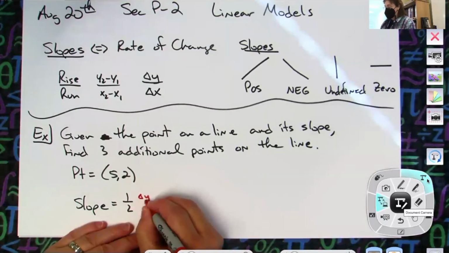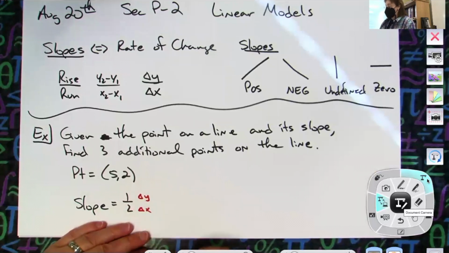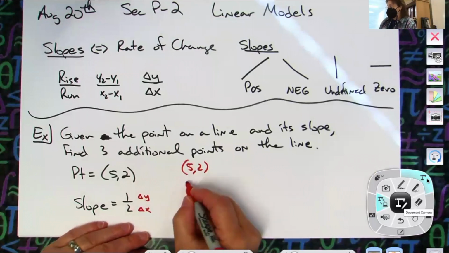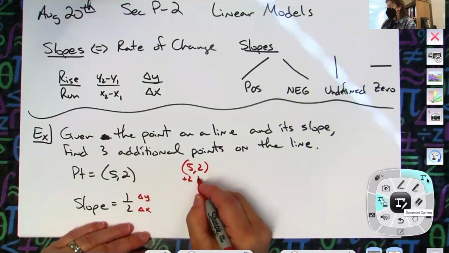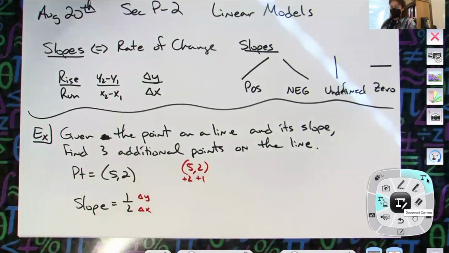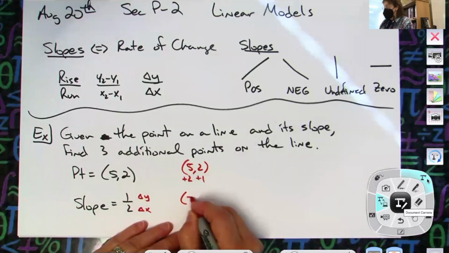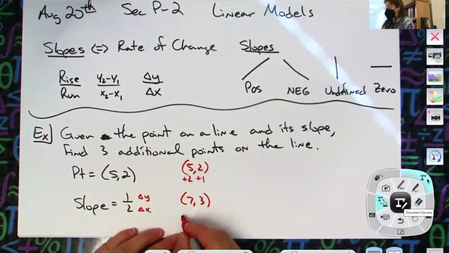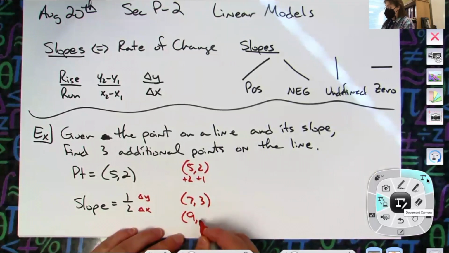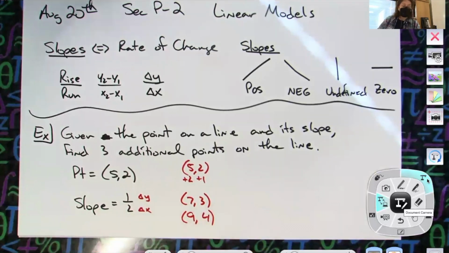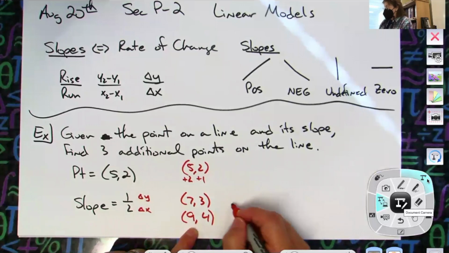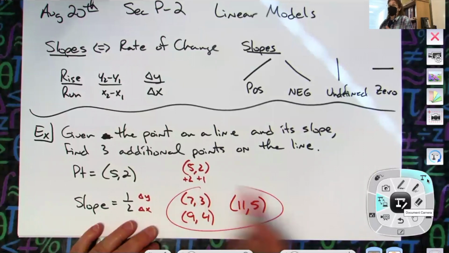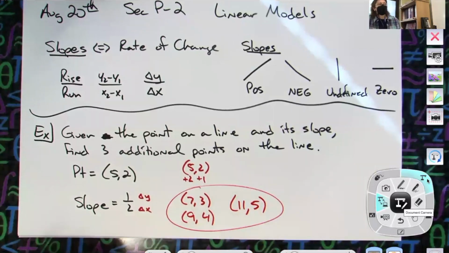So what is this? This is my change in my y's. This is my change in my x's. So if I take the 5, 2, and I change my x by 2 and I change my y by 1, I'm just adding because I could subtract, but I'm going to add. So 7, 3 is another point on the line. Do it again, add 2 more, so 9, and then add 1 more, so 9, 4. And then do it again, add 2 more, so 11, and then add 1 more, 5. So 11, 5. Going up, those would be the next 3.